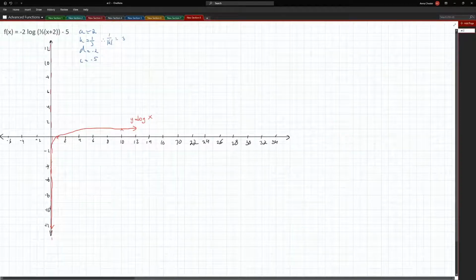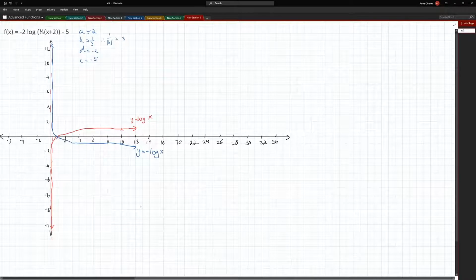So let's start with the negative. That's what I personally like to do. So this point stays the same. This got reflected, and this point over here got reflected as well. So now our function is something of the following form. There you go. So this is y equals -log of x.